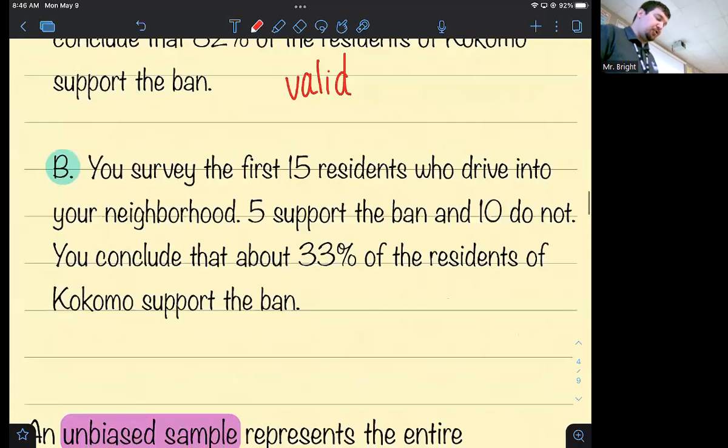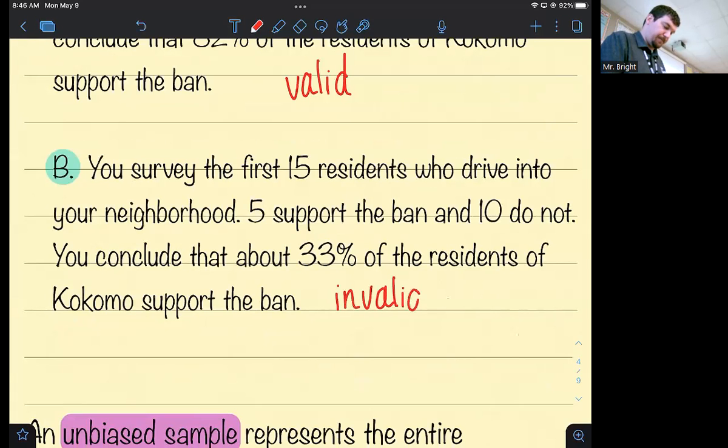Part B, you survey the first 15 residents who drive into your neighborhood. 5 support the ban, 10 do not. You conclude that 33%, or 5/15, or 1/3, that's correct, of the residents in Kokomo support the ban. Valid or invalid? Invalid. Give me a reason why it's invalid.